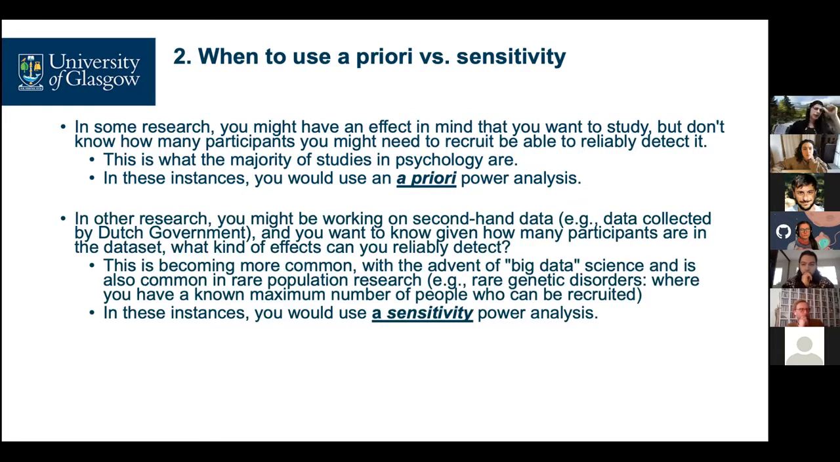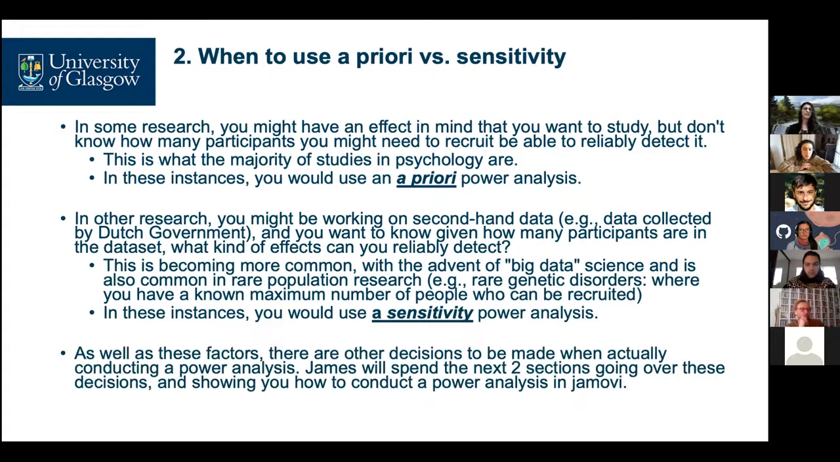And you would do that, for example, if you were working on secondhand data. So let's say the Dutch government collected data, and then you were going to be working on that data set. So you already know how many participants were in that data set. But before you go in, you can't just root around and test 15 million effects and go, oh, this one happens to be significant, because of course something's going to be significant by chance if you're doing that. So what you want to know is what's the smallest effect size that I'm likely to find?